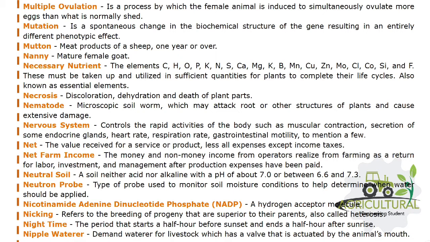Neutral soil, a soil neither acid nor alkaline with a pH of about 7.0 or between 6.6 and 7.3. Neutron probe, type of probe used to monitor soil moisture conditions to help determine when water should be applied. Nicotinamide adenine dinucleotide phosphate, NADP, a hydrogen acceptor molecule. Nicking refers to the breeding of progeny that are superior to their parents, also called heterosis. Nighttime, the period that starts a half hour before sunset and ends a half hour after sunrise. Nipple waterer, demand waterer for stock which has a valve that is actuated by the animal's mouth.